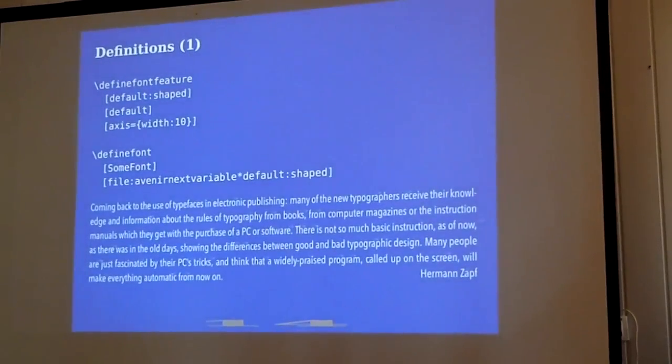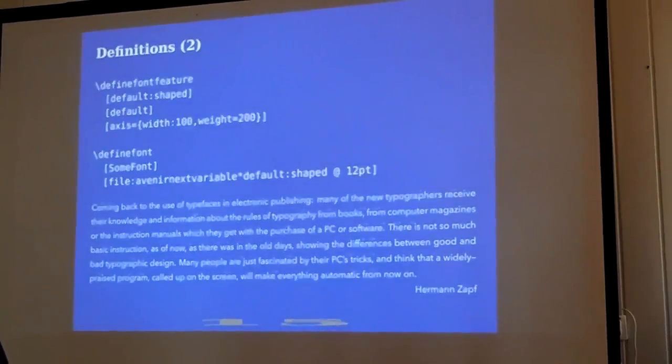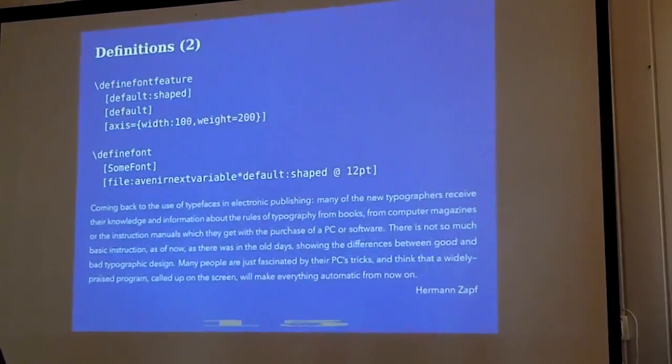Okay, so how does it work in a TeX situation? Well, in ConTeXt you always define the features in an indirect way. So I define a font feature called the font shaped. It inherits all the default settings, and I specify on what axis I want to manipulate this font. So I set the width to 10, then I define the font and I get this result. So this is a width of 10, here the width is 100 and the weight is 200. You get a different rendering.